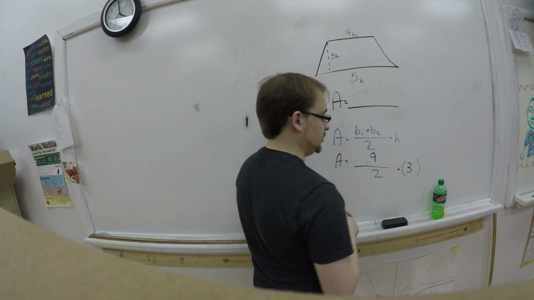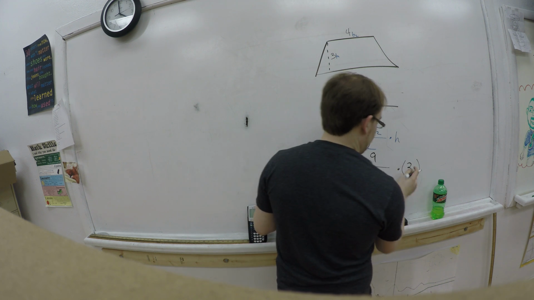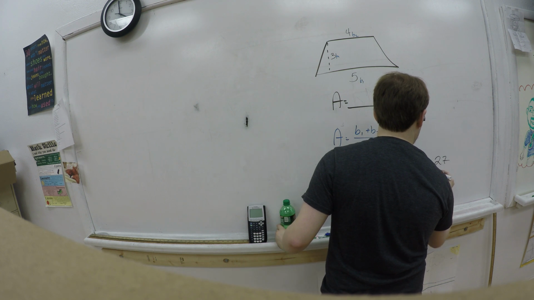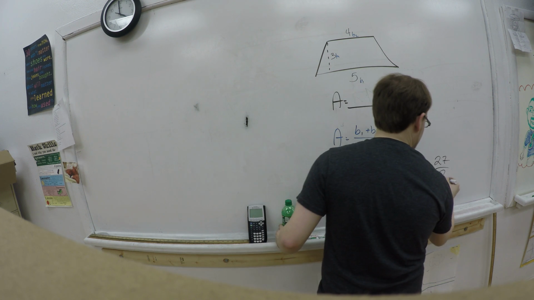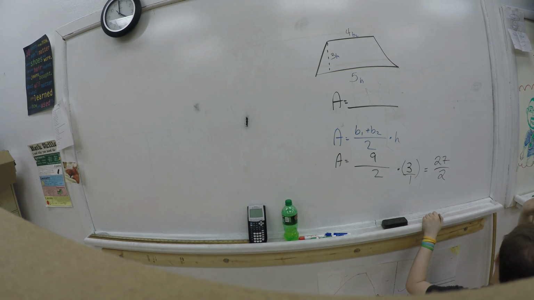9 divided by 2 is, well, we'll just leave it for now. What's 3 times 9, right? This is the same thing as 3 over 1. What's 3 times 9? 27. 2 times 1 is 27 over 2. Put it in decimal form, do whatever you want to it, I don't care.